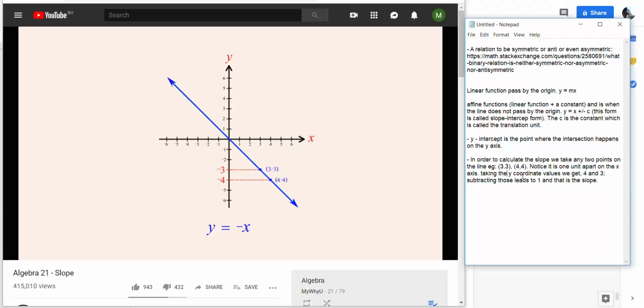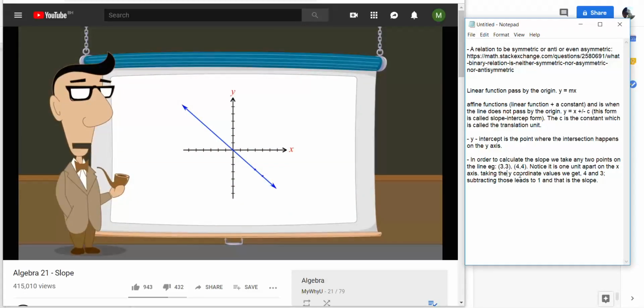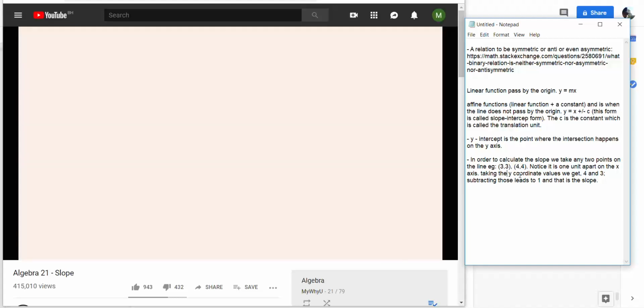So the right point's y-coordinate minus the left is negative 4 minus negative 3, which is the same as negative 4 plus 3, or negative 1. So the slope of this line is negative 1. So far, we have picked 2 points with a horizontal separation of 1 unit. But what if we want to calculate the slope using 2 points which are separated by some other distance?